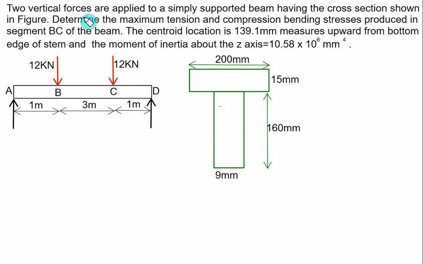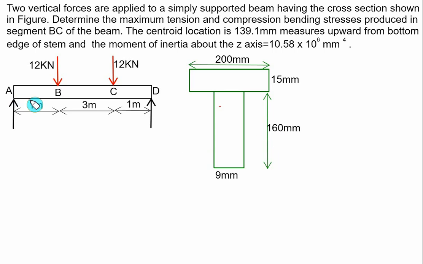Two vertical forces are applied to a simply supported beam having a cross section as shown in the figure. Again we have a T cross section. The flange has a width equal to 200 and depth equal to 15 mm, and the web has a width equal to 9 mm and a depth equal to 160 mm.